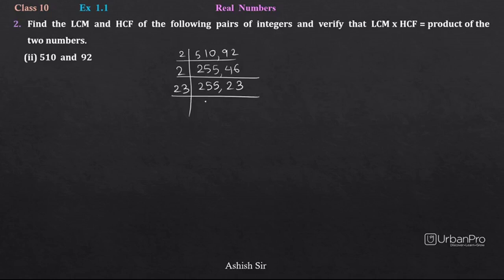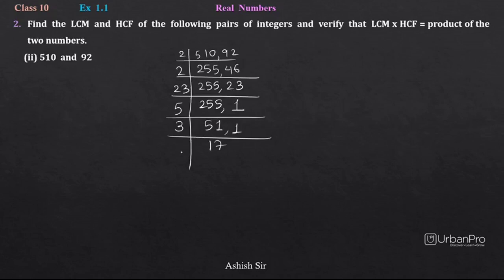We divide by 23. So one of the factors is divisible, 33. Now we divide 255 by 5. So what we get is 5 5s are 25, 5 1s are 5. Now this is divisible by 3. 3 17s are 51. Now 17 ones are 17.